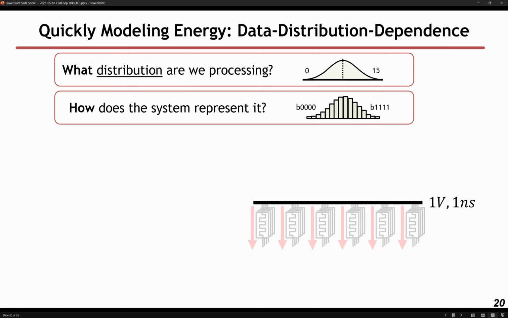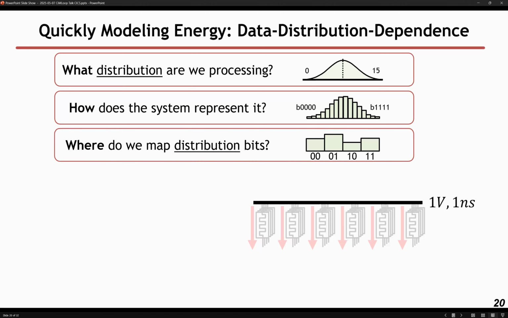Next, how does the system represent it? We'll bin our different values into buckets, and for each one, we will calculate the bit representation of the different values in the bucket. So here we have a distribution from binary zeros to binary all ones. Next, to where we map the bits of the distribution. So we'll take each of our bins in the distribution, we'll chop them up into 2-bit chunks, just like before, and now we have a different distribution. This one is the bits that are actually programmed into our devices. And finally, this is the value that's programmed into our devices.